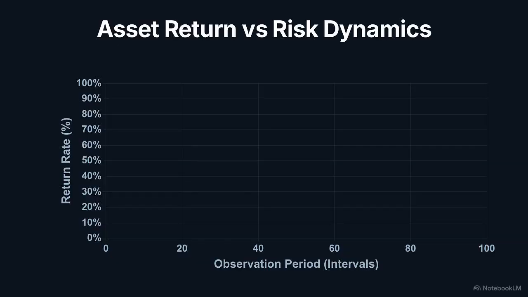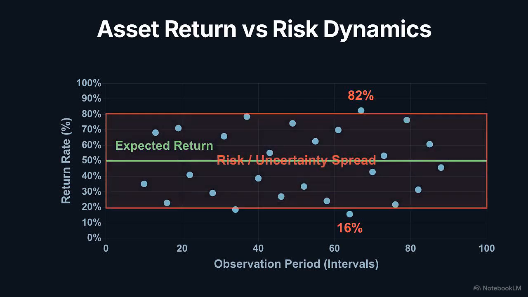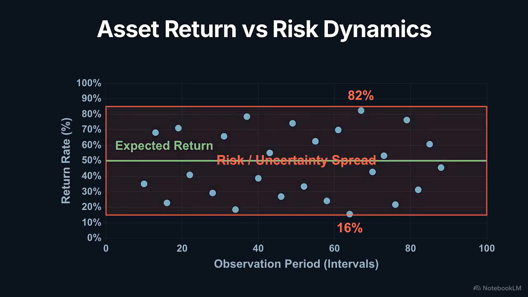Every asset is evaluated across two primary statistical dimensions. The first is central tendency, which is used to define an asset's expected return. The second is dispersion, which is used to quantify the risk or uncertainty of that return.